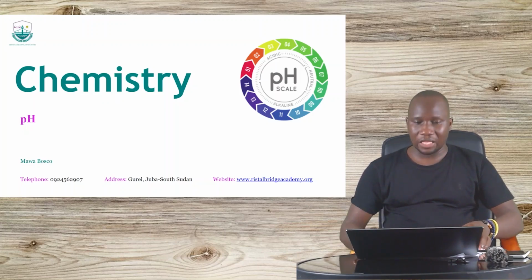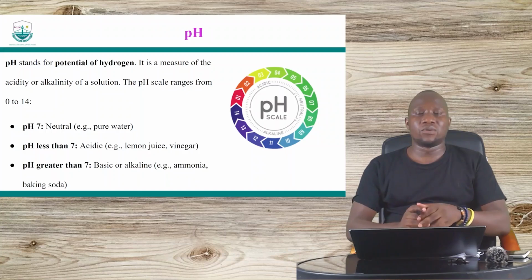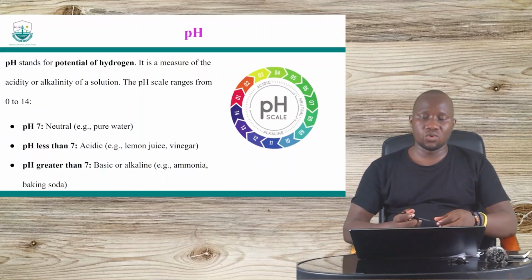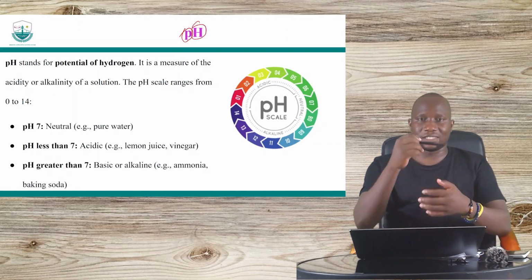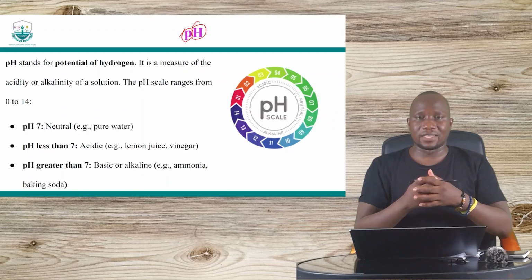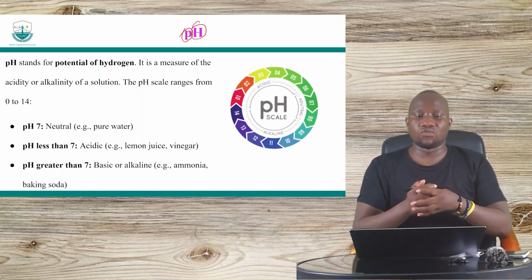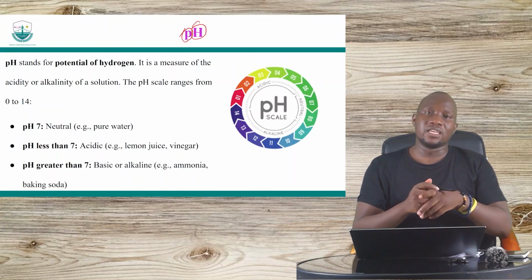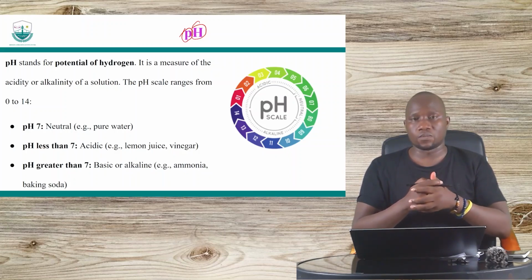So pH is not very complicated. pH actually stands for potential for hydrogen. And I want you to notice that the p is small and the H is an uppercase letter. So pH stands for potential for hydrogen. It tells us the extent of acidity or alkalinity of a substance or a solution.